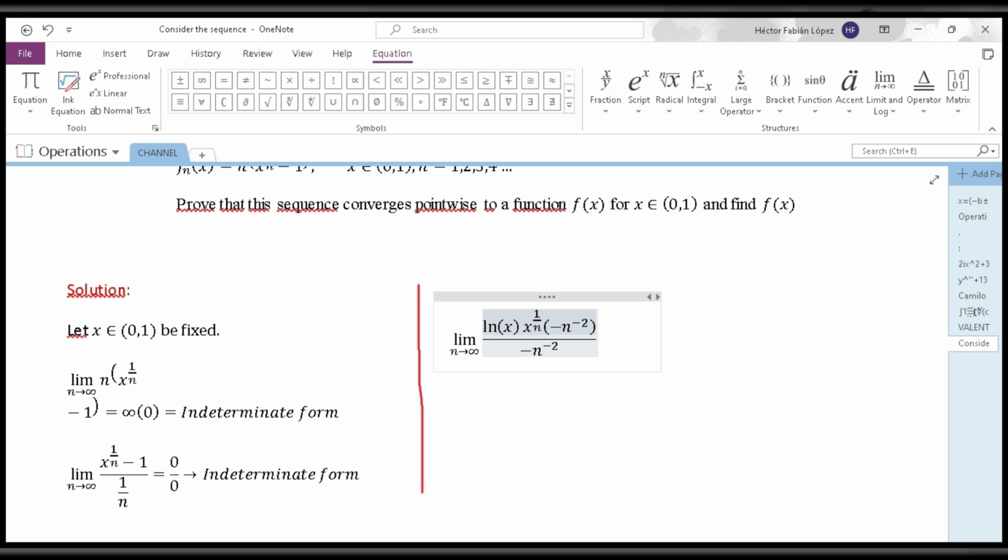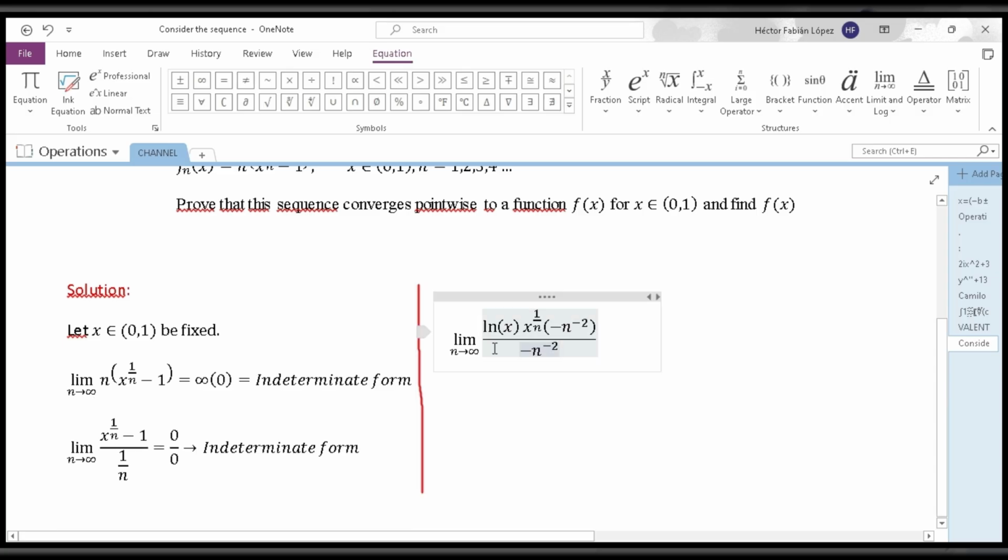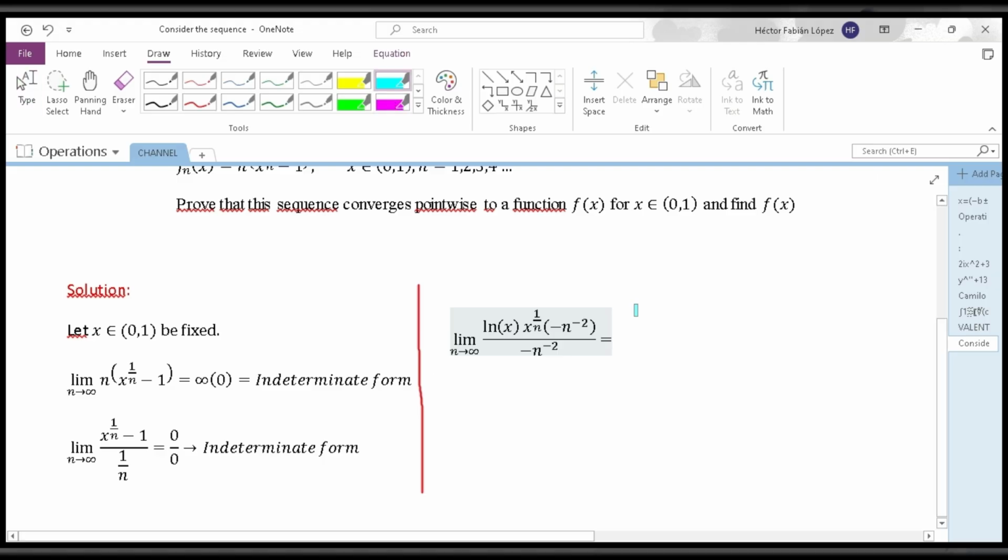And how did we do this? We used the chain rule. If you want, you can type to me in the comments and I will do this derivative step by step. Excellent. Then what we have here is that we can cancel or simplify this.